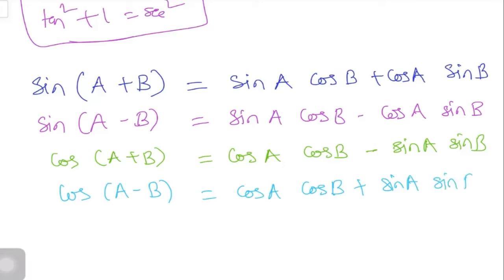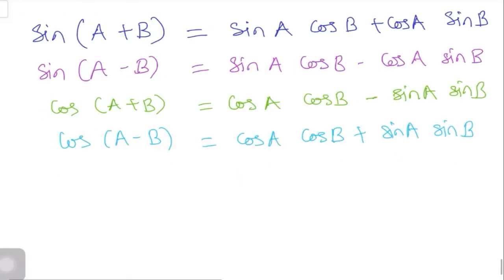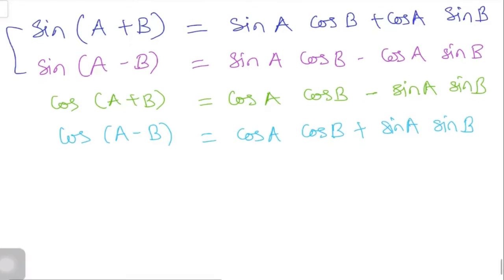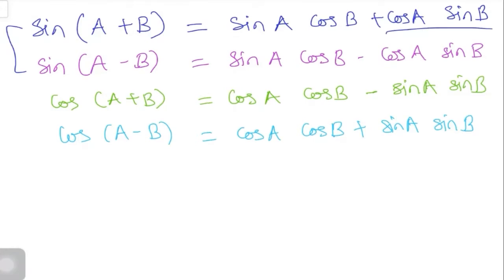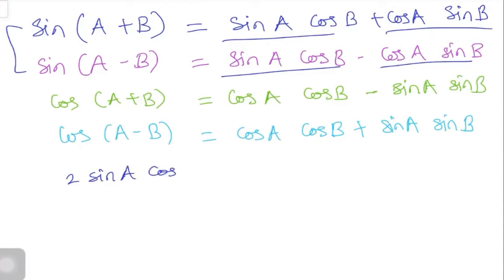And now what you can do, you can add these equations, subtract these equations. Suppose I decide to add the first two equations. When we add, you see that this cos a sin b and this get cancelled, since these terms are the same. So I can write 2 times sin a cos b, and on the left-hand side, the addition: sine of a plus b plus sine of a minus b. So in that way we are getting this formula.